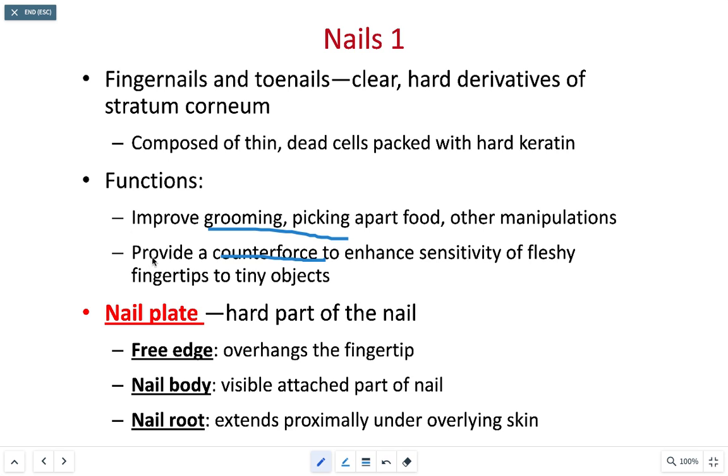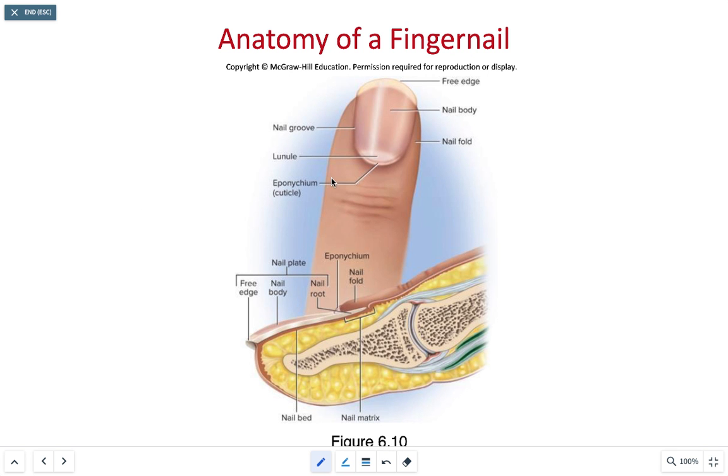As we look at our fingernails, the hard part, the part that most people think about, is called the nail plate. And as we look at that nail plate, there's three regions of it. We have the free edge, which sticks out. We have the main body, and then there's the part that's covered up. That part that's covered up is referred to as the nail root. So we have the free edge, the body, and the root, the three main parts of our nail plate.